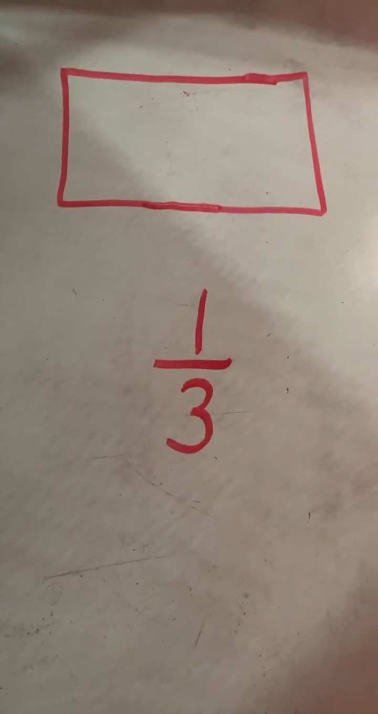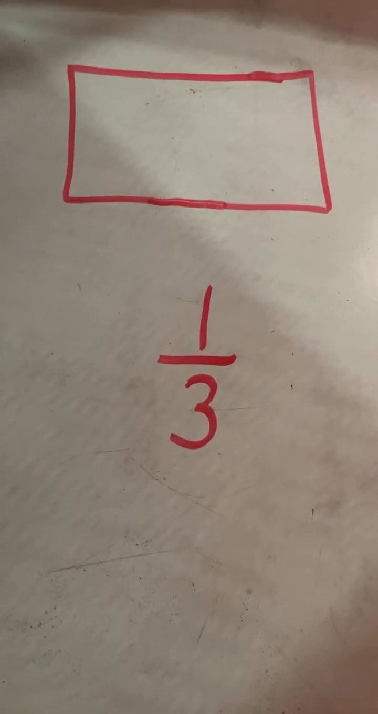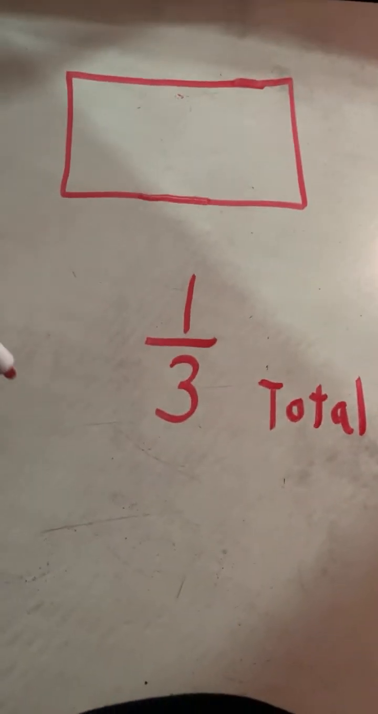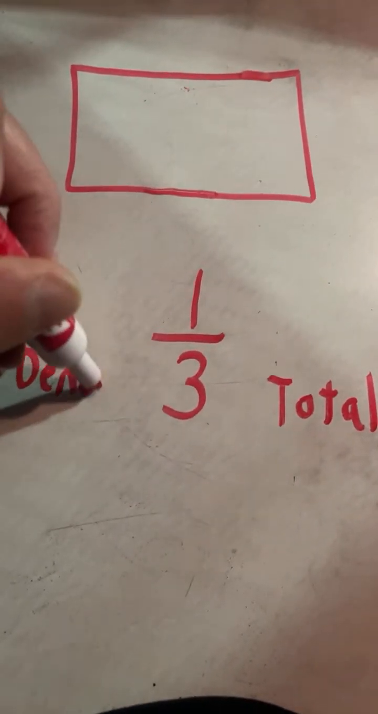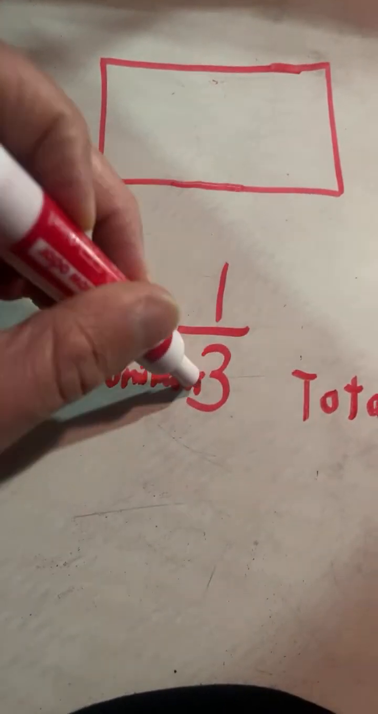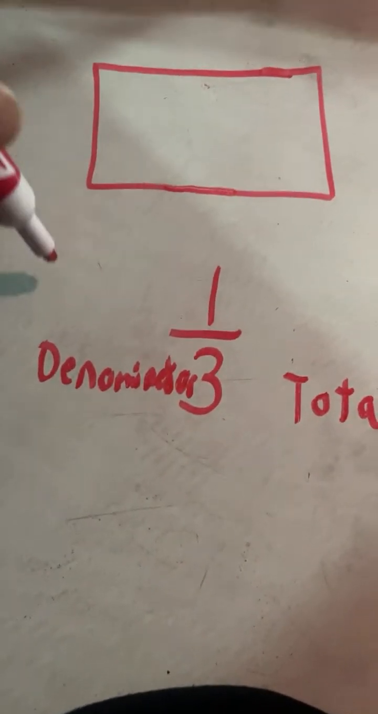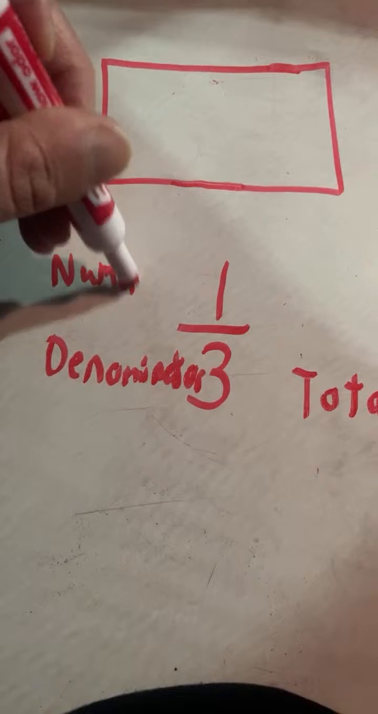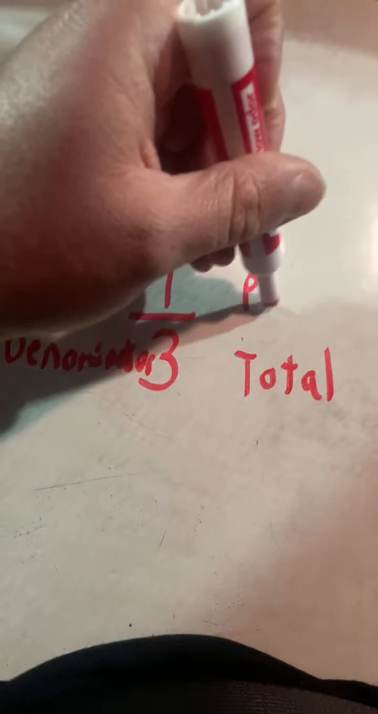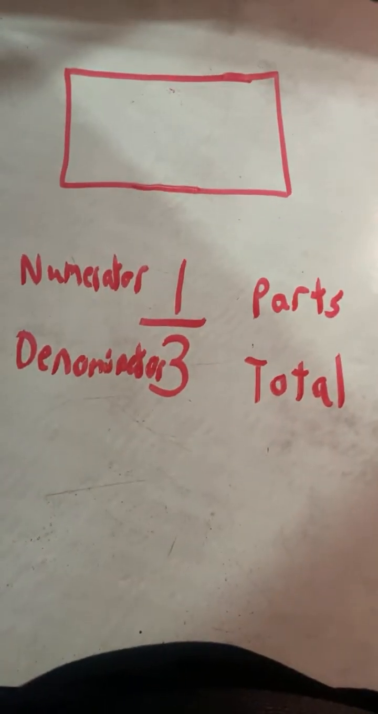So fractions represent a parts to whole relationship. The denominator, aka the bottom number in the fraction, represents the total amount of parts. So when you see denominator, I want you to think total. Denominator represents the total. Now the numerator represents the parts.